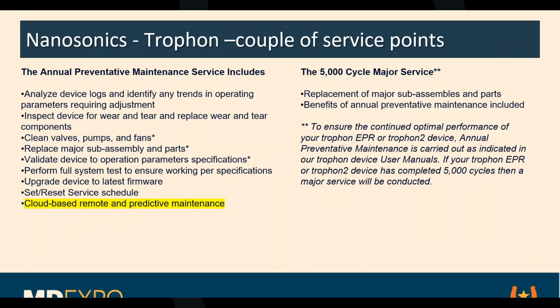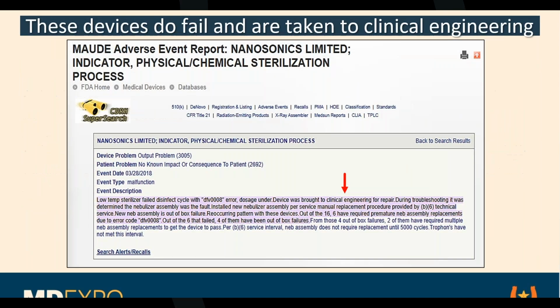And Nanosonics and Trophon have a couple of service points. They both look at how many cycles are being used. It has a lot in common with the CT tube: how many images have you run on that tube before you start saying, I need to really check this a lot more. Cloud-based remote and predictive maintenance is coming on. AI is also coming onto that. And usually somewhere around 5,000 cycles, they say to have a major service. So read what those are. They do fail.